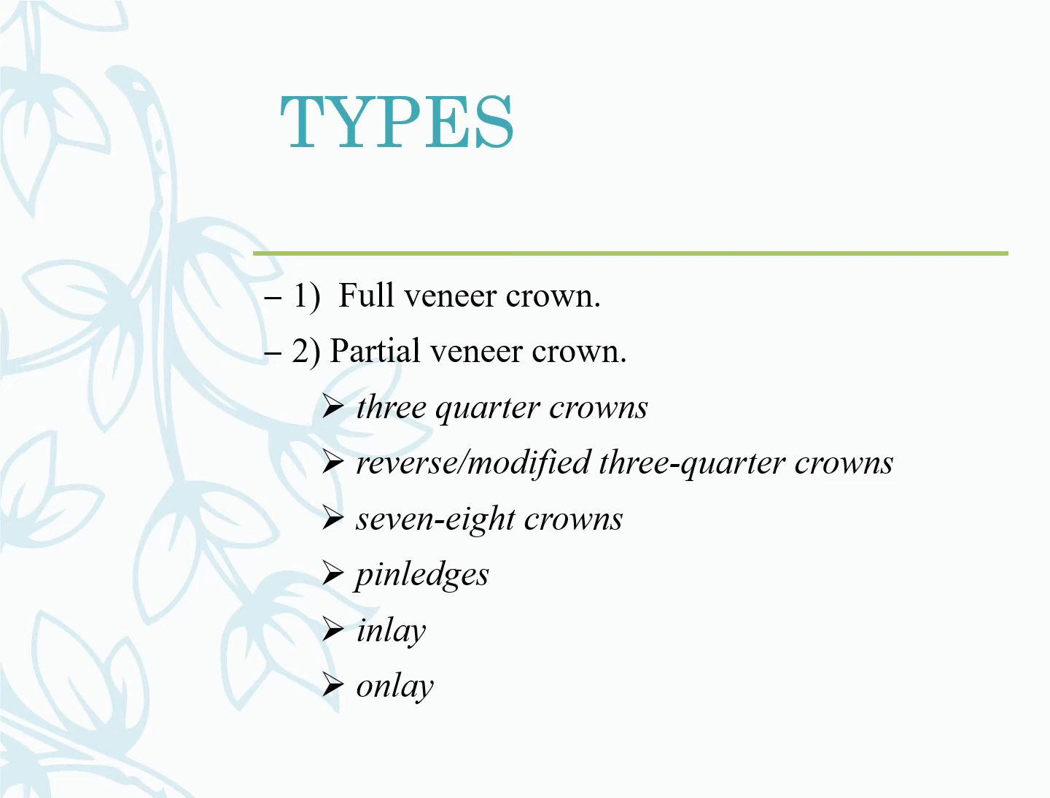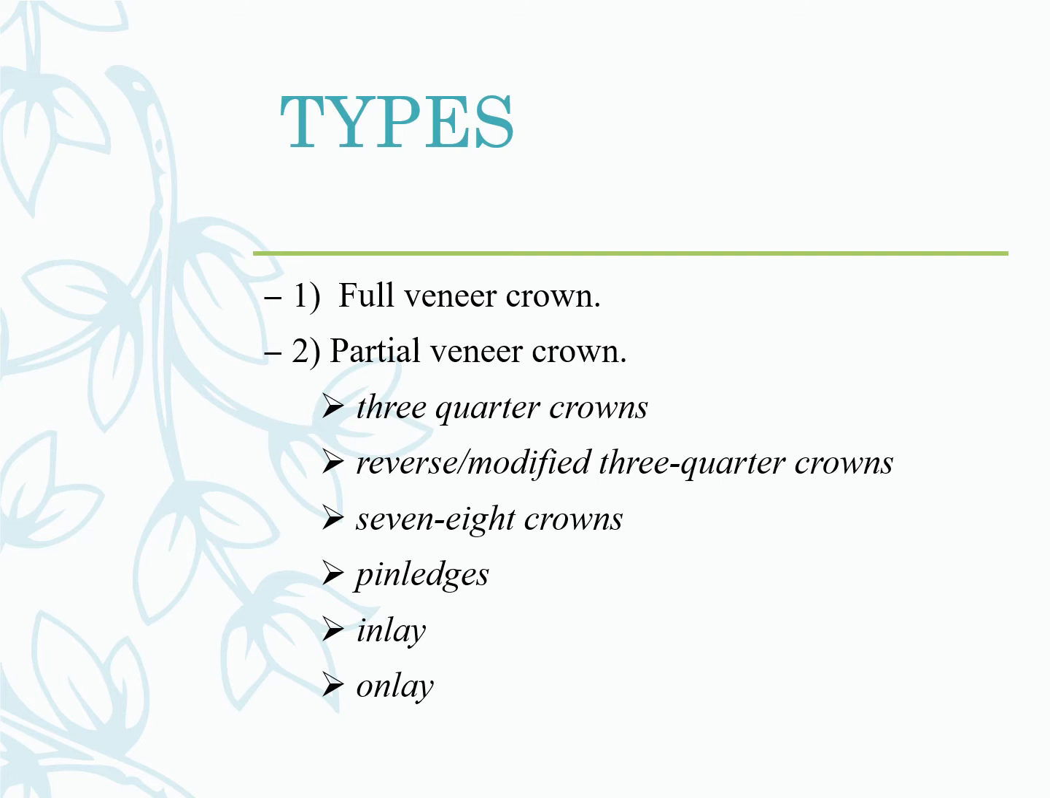But in some cases where a certain amount of tooth structure is only lost because of decay, or a certain part of the tooth is lost because of a fracture, in those situations we prefer doing a partial veneer crown because we do not want to lose more and more of tooth structure. So in that you see the 3/4 crown. Coming to the 3/4 crown, and other things are your reverse modified 3/4 crowns, then you have 7/8 crowns, then pin ledges, inlay and onlay.